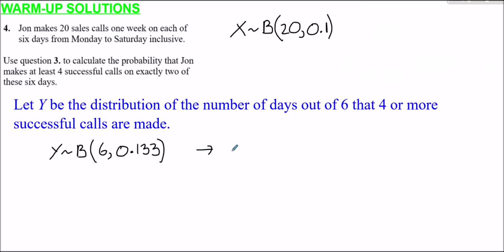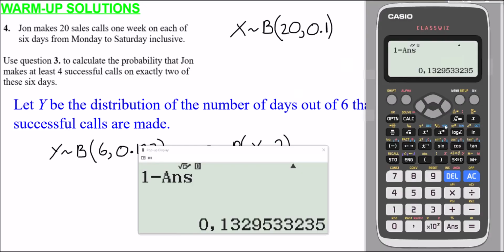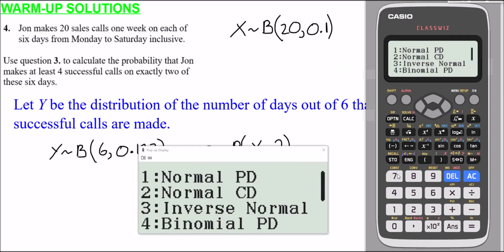So now what we need is the probability that John makes at least 4 successful calls on exactly 2 of these 6 days. We have a probability that we observed value of number of successful days is going to be 2. Not more, not less, exactly 2. Now for this one, because it's not an inequality symbol here, we need to use binomial PD. So we go Menu, Option 7, Binomial PD, Option 4.